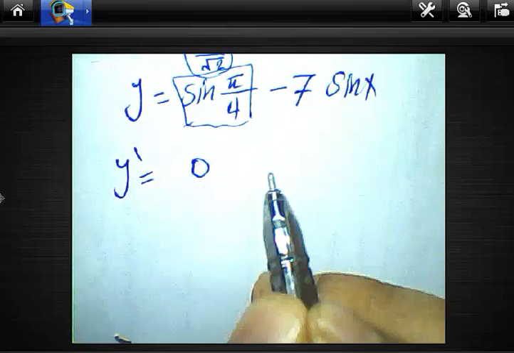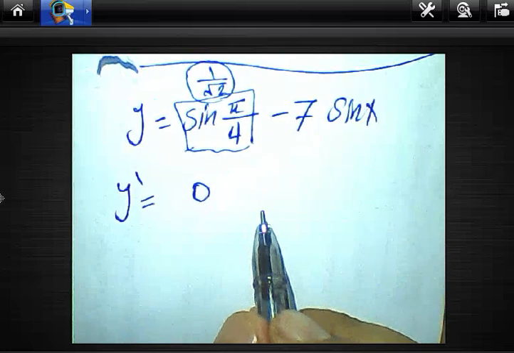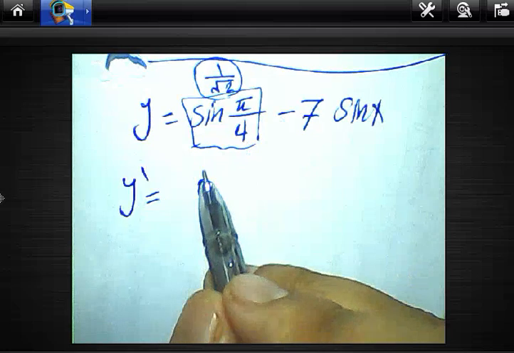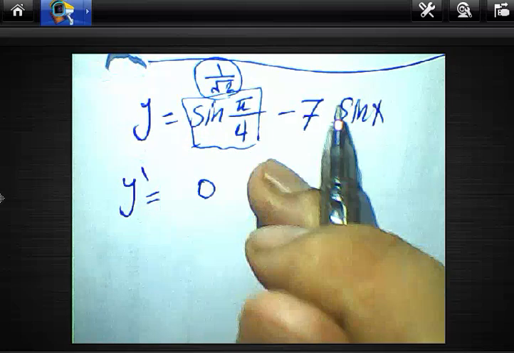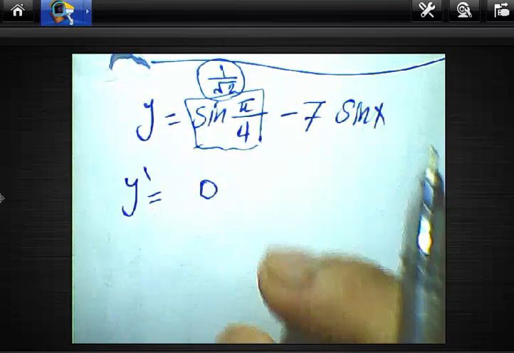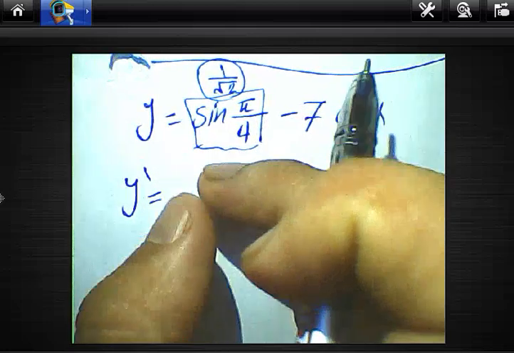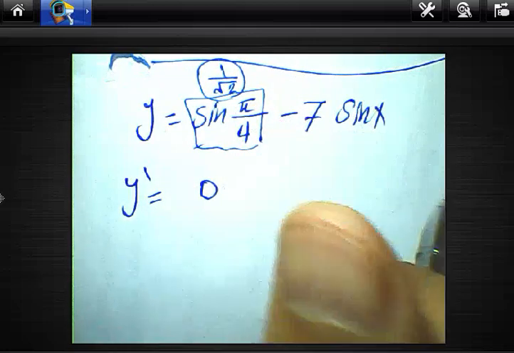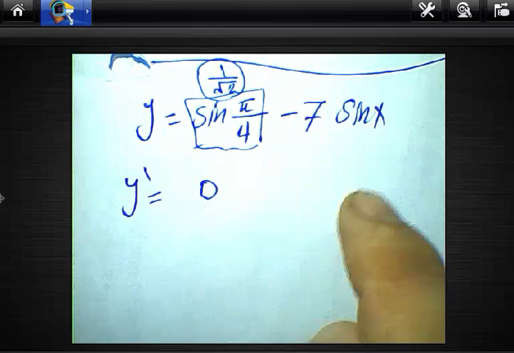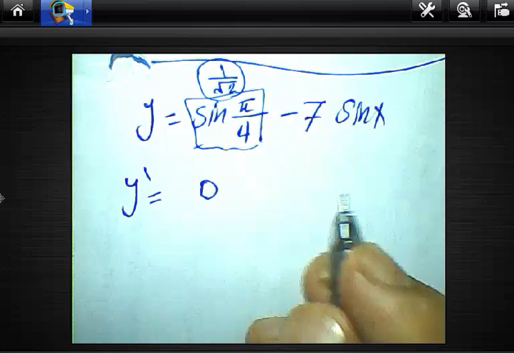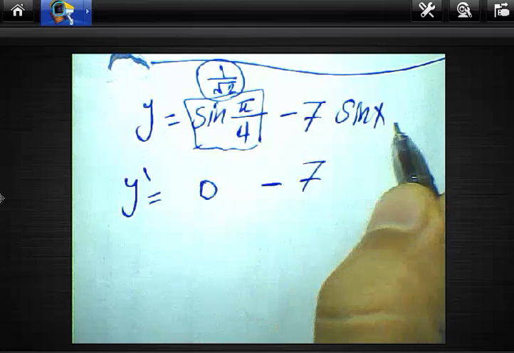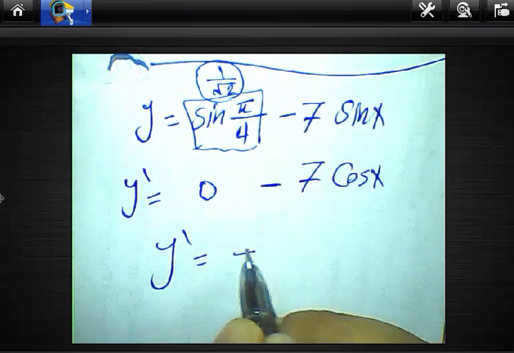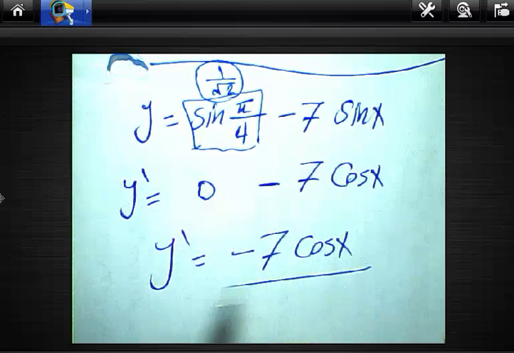y dash equals 0. Again, if we had x here, the result would be y dash equal cosine pi over 4 multiplied by the derivative of this angle. But we haven't x here, so sine pi over 4 is a constant, and the derivative of the constant will be 0. Okay, pay attention to this example. But here we have x, so we can write negative 7, and the derivative of sine will be cosine x. So the derivative will be negative 7 cosine x.